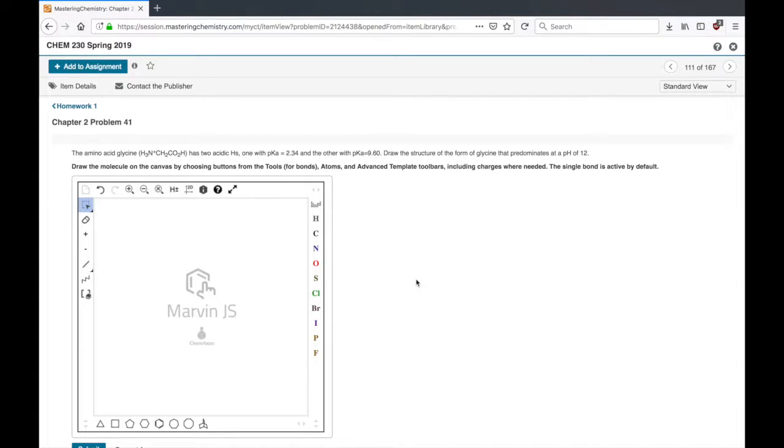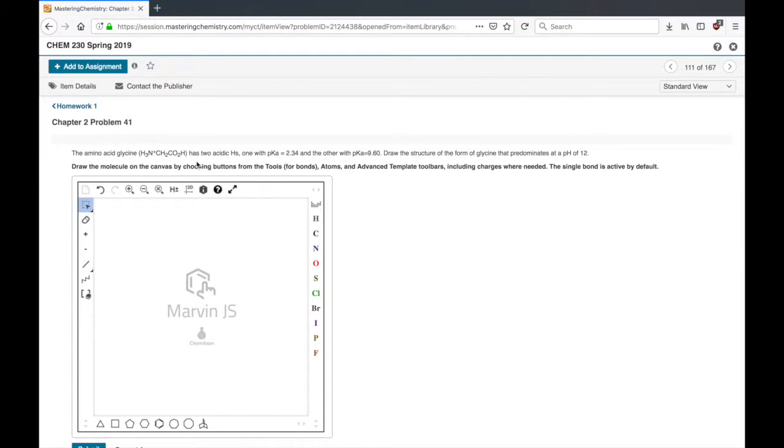Okay, so here's another problem. This time we're going to be looking at the amino acid glycine, and this one has 2 pKa's. One is for this hydrogen right here, which has a pKa of 2.34, so that's your acidic hydrogen. And then we have this other acidic hydrogen, which is on the amino group, which is at 9.6. So what we want to do is figure out which form of the glycine, so in other words, it's not going to be this molecule necessarily, that predominates at a very basic pH of 12.